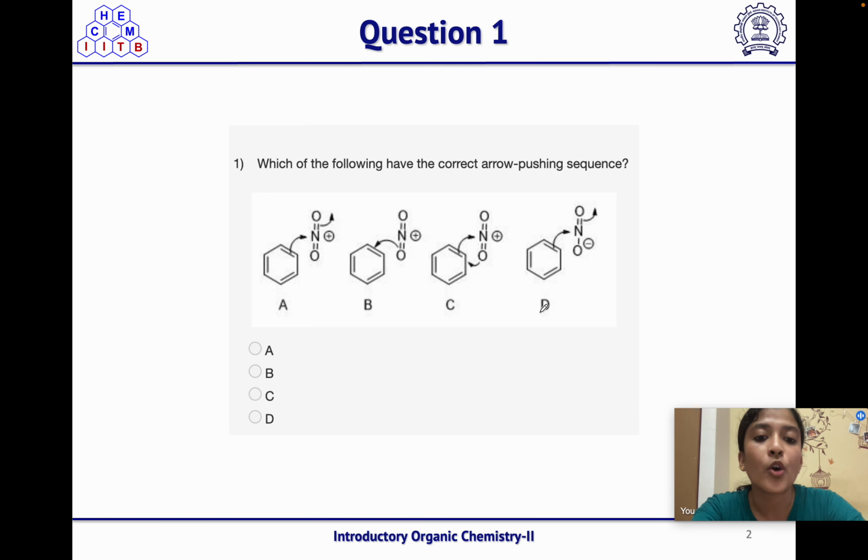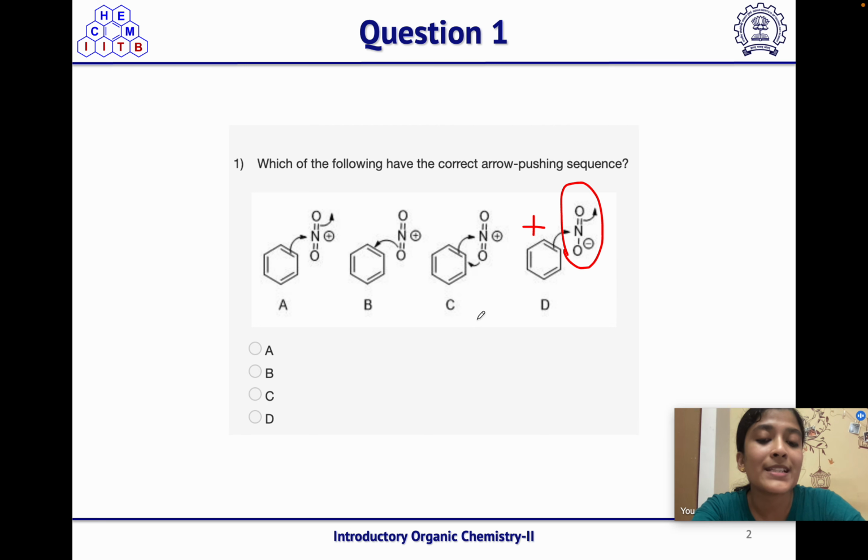Coming towards option number D, here the structure of this nitronium ion is itself wrong. A nitronium ion is having a structure similar to this, where there is a positive charge on nitrogen. So here they have written the structure of nitronium ion itself wrong. So this option D can be ruled out. Is it clear?